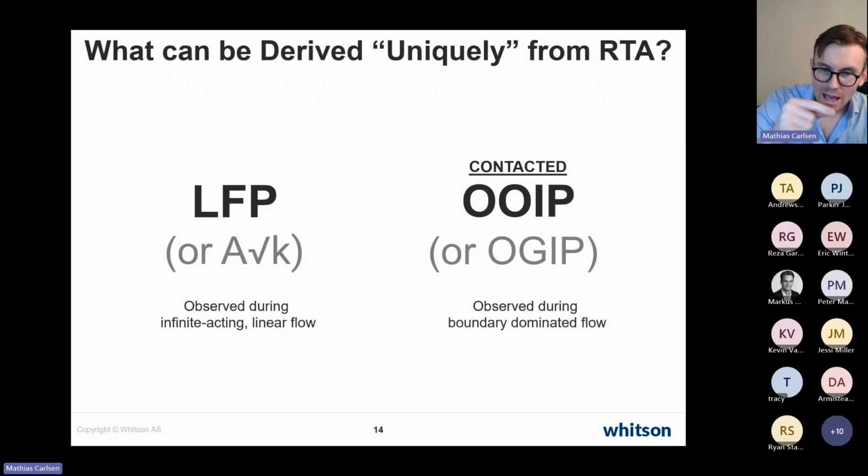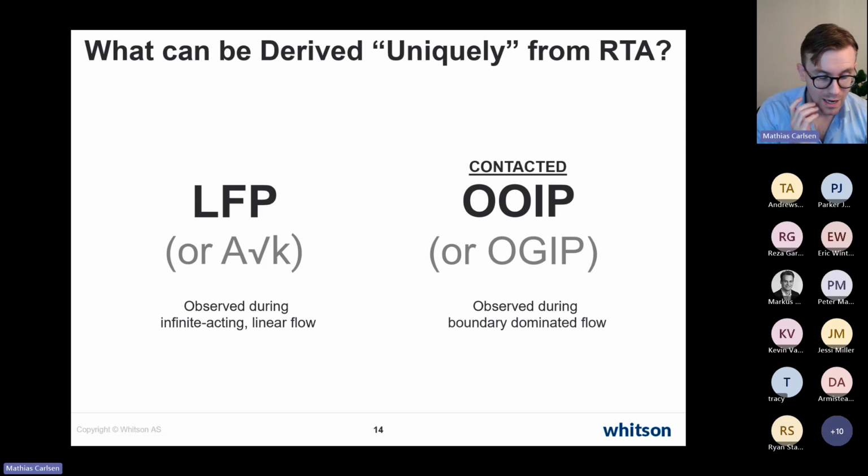What RTA and multiphase FMB have in common is this value here to the right, this contacted oil in place. That value in RTA and multiphase FMB, and we'll talk about that later, if it's consistent, those values should be the same. They're trying to estimate this exact same number. They're just doing that in two different ways.